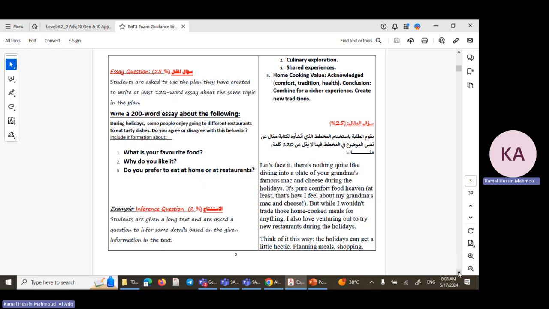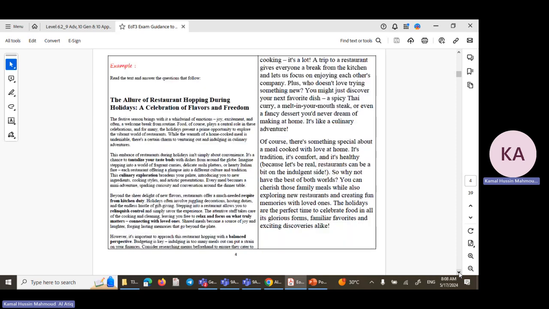The second part, or the fourth part, is the inference question. In the inference question, students are given a long text and are asked a question to infer some detail based on the given text. The text sometimes is long. You need to get the main idea of the text, and try to predict what is going to happen. For example, you have a long text right here.